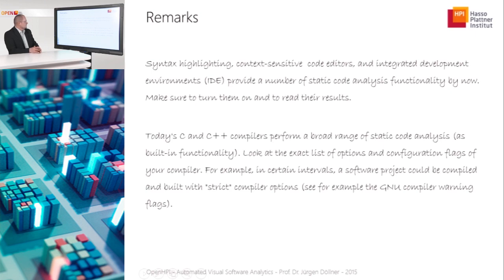Today's C and C++ compilers perform a broad range of static source code analysis as built-in functionality. Look at the exact list of options and configuration flags of your compiler. For example, in certain intervals, a software project could be compiled and built with a strict compiler flag setting. See especially your compiler option list in the manual of your compiler. Make sure that you use these warning functionalities, the static source code functionality, at least at some time intervals during your project development.